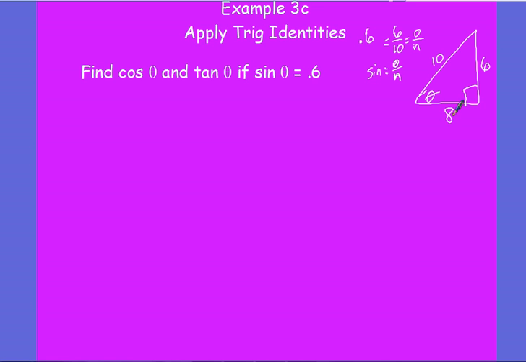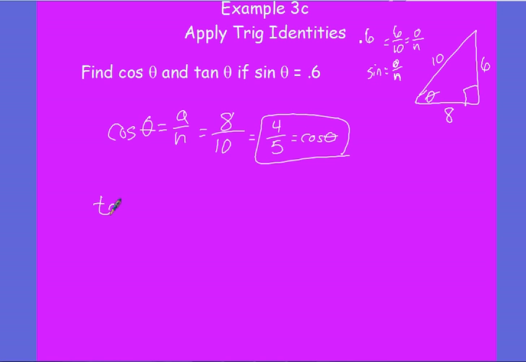If I need cosine, that's adjacent over hypotenuse, correct? Which is 8 over 10, which is 4/5. So that's cosine. And then finally, tangent, according to my rules, is opposite over adjacent, which is 6 over 8, which is 3/4. And that's my tangent. So guys, even though it feels like I'm giving you very little information, I'm giving you everything you need.